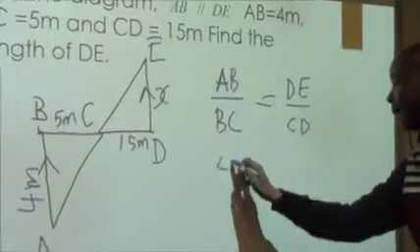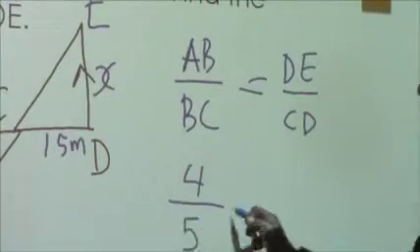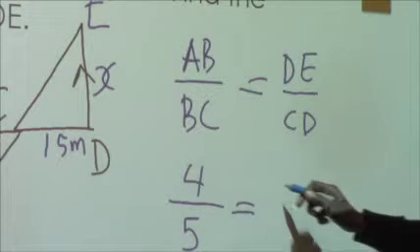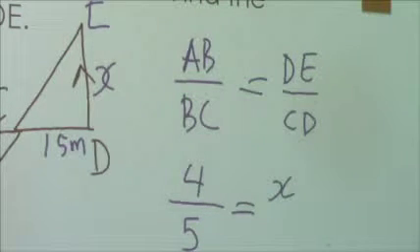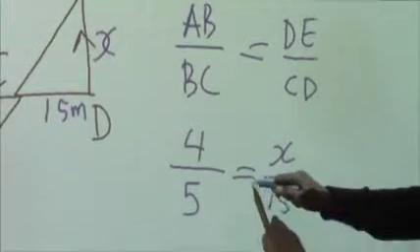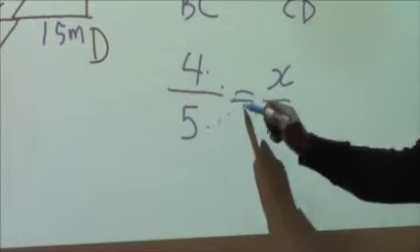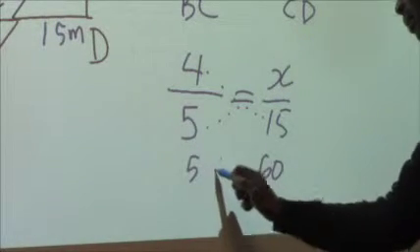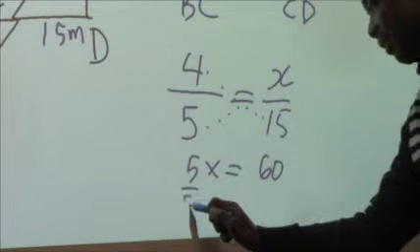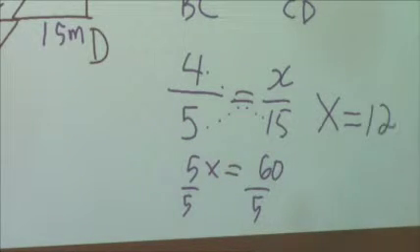Now, what's the measure of AB? AB is 4. What's the measure of BC? BC is 5. What's the measure of DE? x, that's what we don't know. What's the measure of CD? 15. We can cross multiply. We get 60. Multiply, we get 5x. We divide by 5, divide by 5, and we have x equals 12.